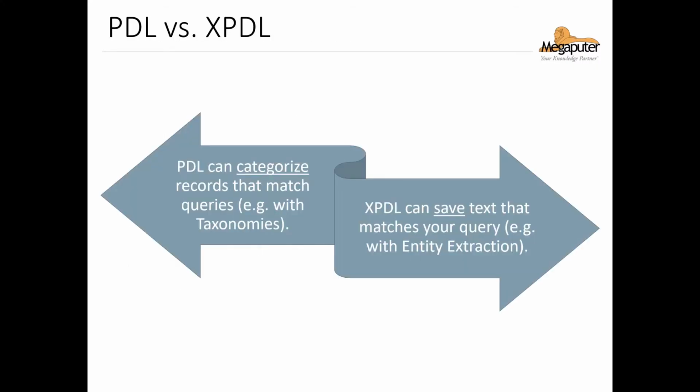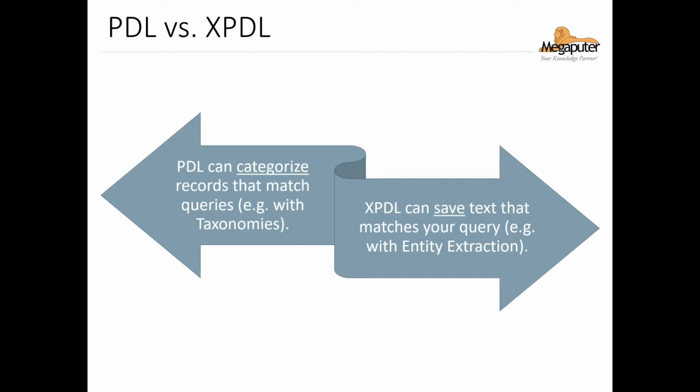So what is the difference between PDL and XPDL? PDL, as we've said, can categorize records. They are queries that search through text and can identify certain text records that are hit by those queries, that the queries have run on and actually found a match on, so we can identify entire documents as matching a query.